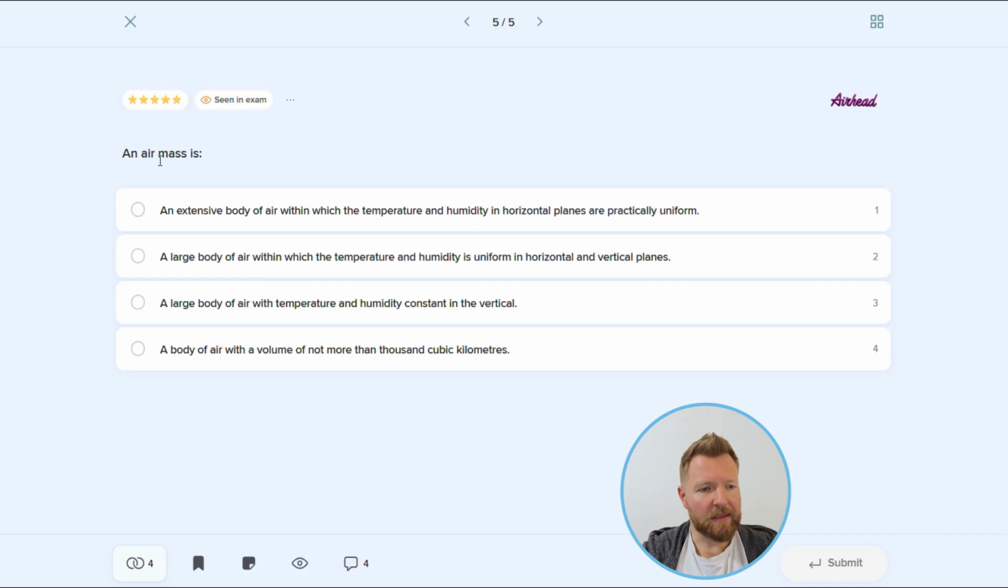An air mass is an extensive body of air within which the temperature and humidity in horizontal planes are practically uniform, a large body of air within which the temperature and humidity is uniform in horizontal and vertical planes, a large body of air with temperature and humidity constant in the vertical plane, a body of air with a volume of not more than 1,000 cubic kilometers.